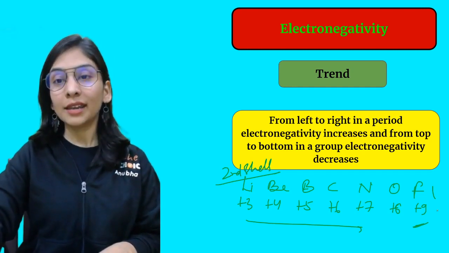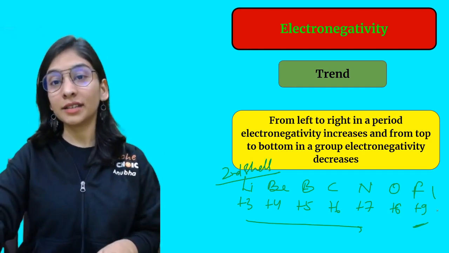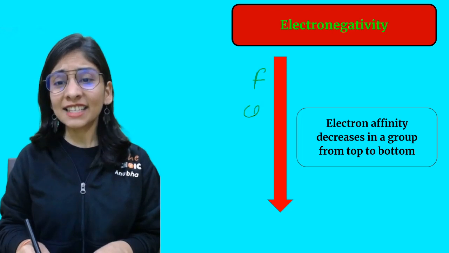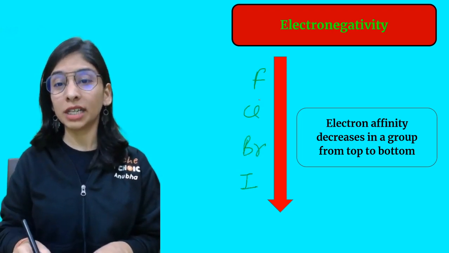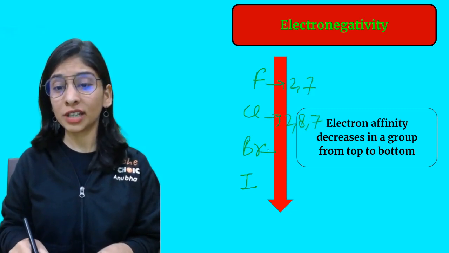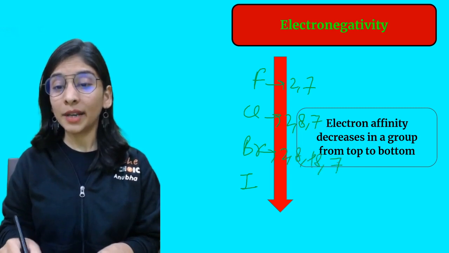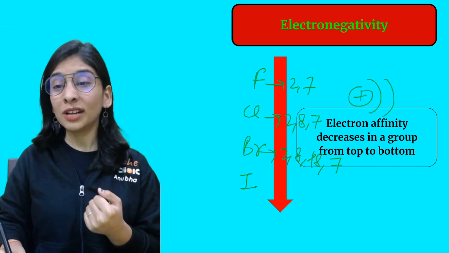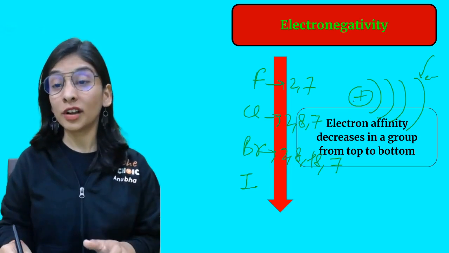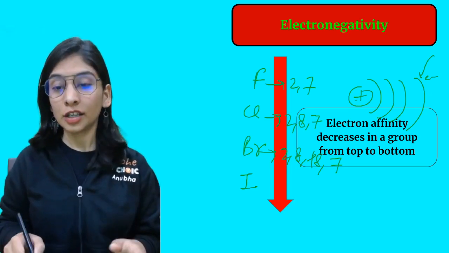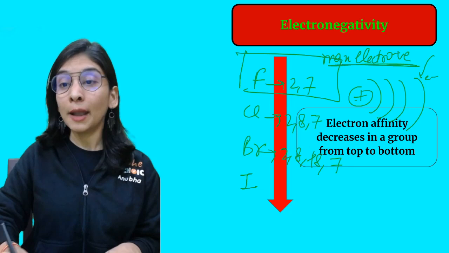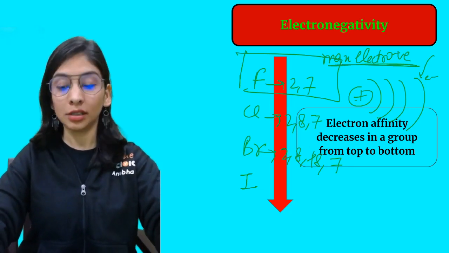So in a period it increases, in a group it decreases. Let me tell you why in a group. As I said, the fluorine group, the fluorine family, is the one showing maximum electronegativity, because they need to accept only one electron. They need to just have that one electron. But what is happening when we move down? The number of shells increases, and my valence shell is going farther and farther away from the nucleus. So the tendency to attract the upcoming electron somewhat decreases because the nucleus is not able to attract it very strongly. So fluorine is the most electronegative in the entire table.